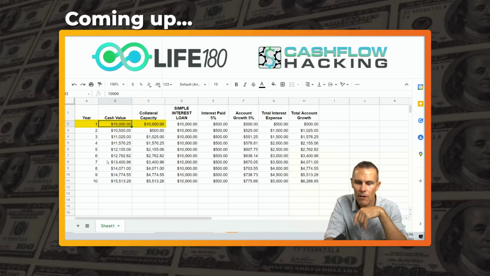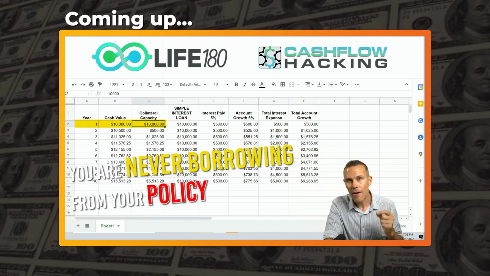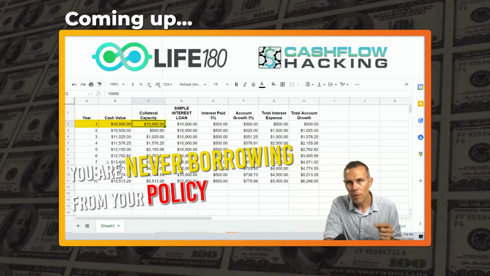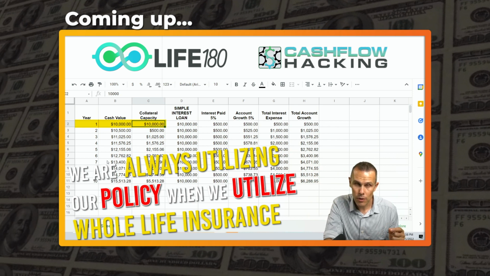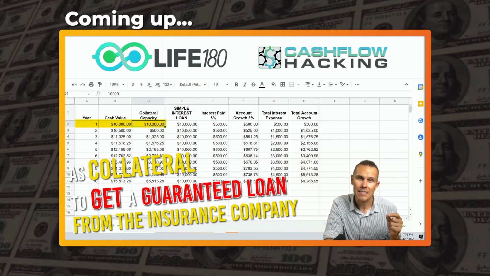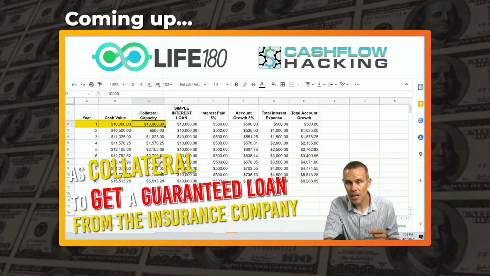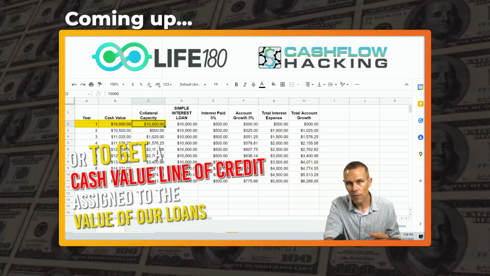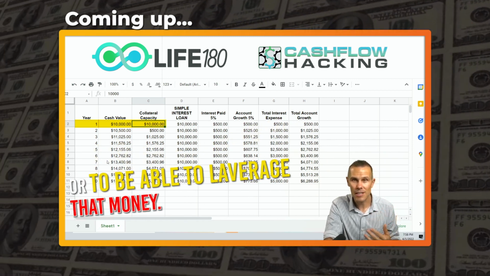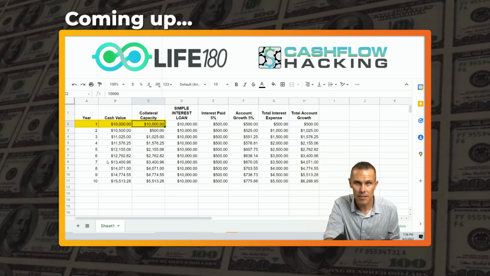That means your collateral capacity. Now, what is collateral capacity? That means you are never borrowing from your policy. We are always utilizing our policy when we utilize whole life insurance as collateral to get a guaranteed loan from the insurance company or to get a cash value line of credit assigned to the value of our loan to be able to leverage that money. Now, there's always a cost of borrowing, and so that has to come into consideration here.